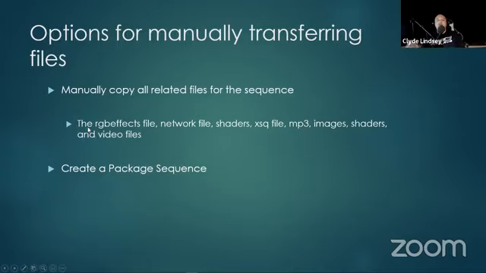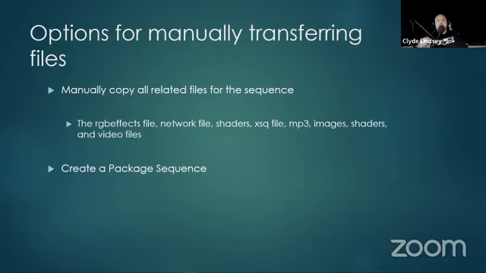You need to have the RGB effects file, which we said is your layout. You have to have your network file, which is your controller tab. You have to have any shaders, any XSQ files, your sequence file, the MP3 file, all image files if you use them, all shader files if you've used those, and all video files if you've used them. Now, that's manually doing it. You physically have to go pick out each and every single one.